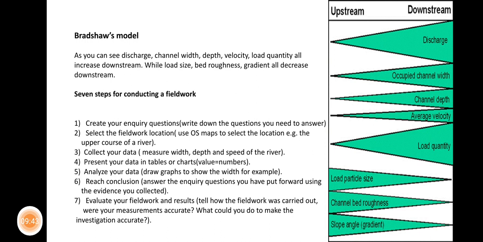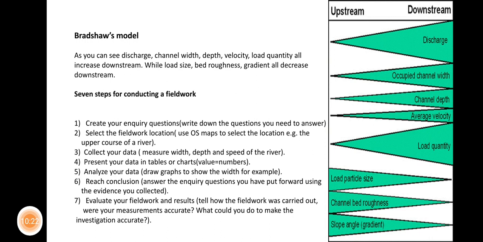And then you need to present your data on tables or graphs, like value equals numbers. You can say the depth is so and so. The width is, let's say, 2 kilometers, as an example. You need to analyze your data using the graphs to show the width, for example, and reach your conclusions by answering the inquiry questions you set at the beginning of your trip or your field work. And actually these answers are to be supported by evidence, the evidence that you collected through your observation.